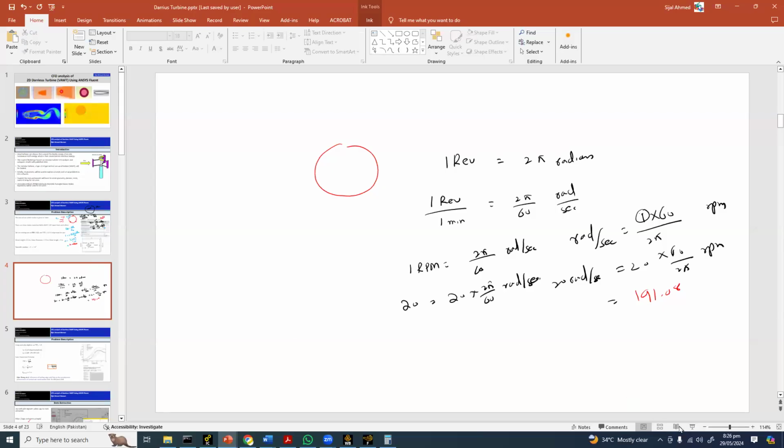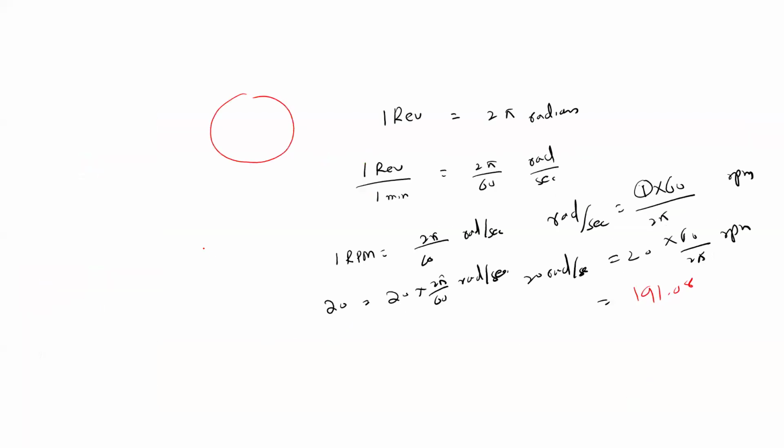So 20 radians per second is equal to 191 RPM. This is the omega. Okay, R is equal to 1.25 meters. And also, the velocity of the wind is equal to 10 meters per second.